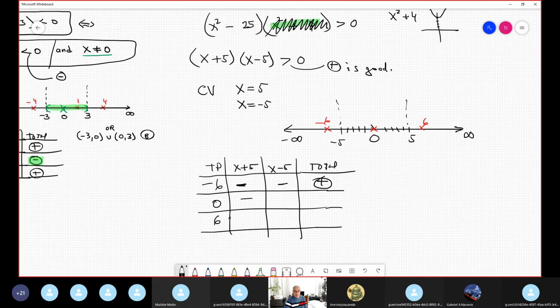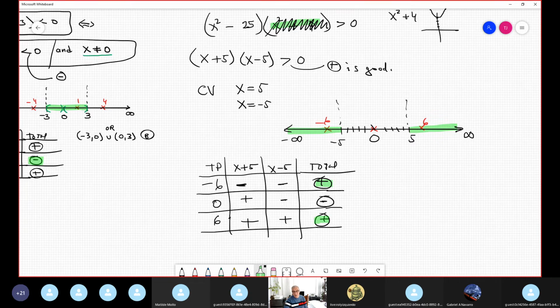0 is positive, 0 is negative, so that's negative. No good. And 6 is positive, and positive is positive. Okay. And then the good guys are this and this. So this is the interval, and this is the interval. Remember, 6 and negative 6 was an arbitrary testing point.